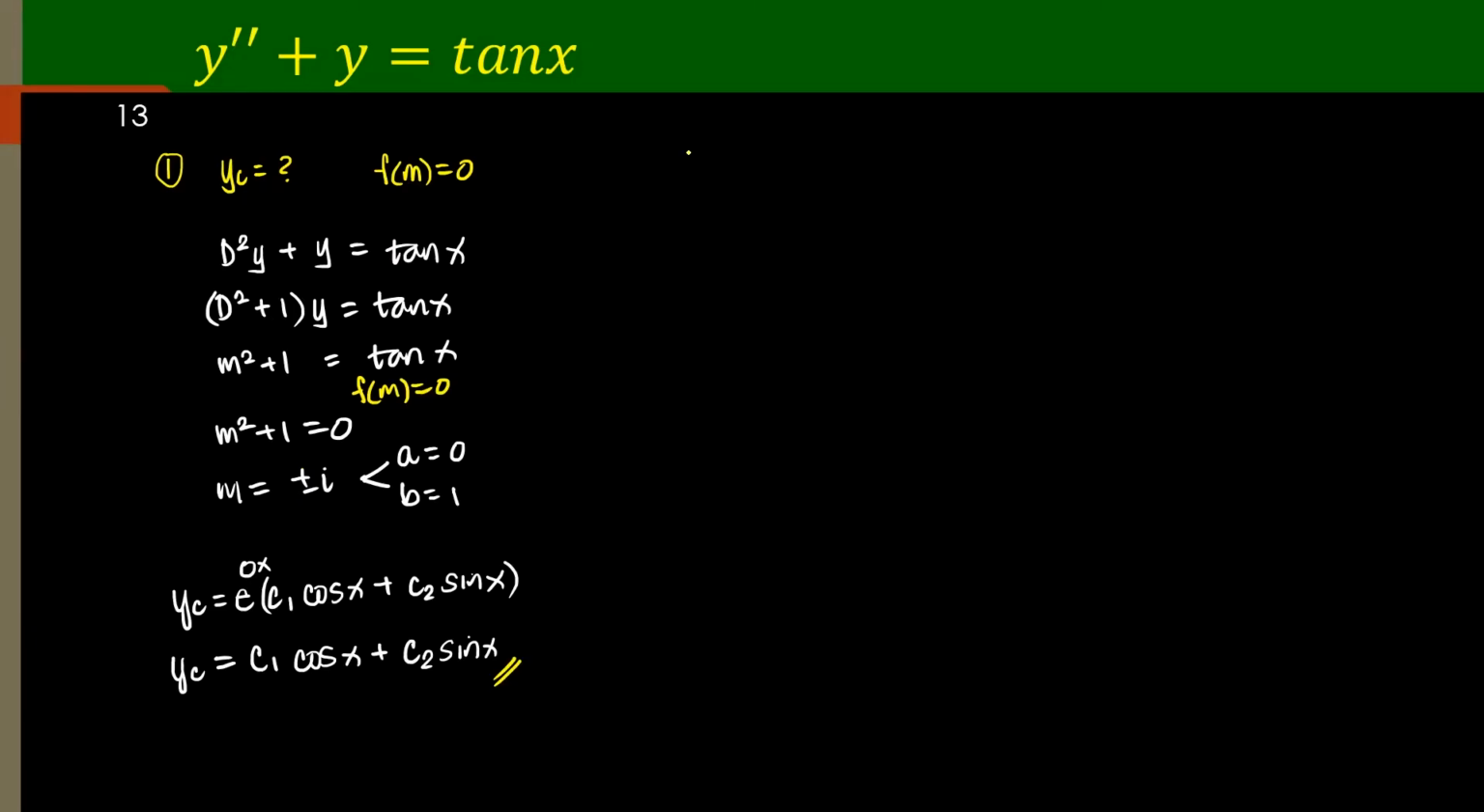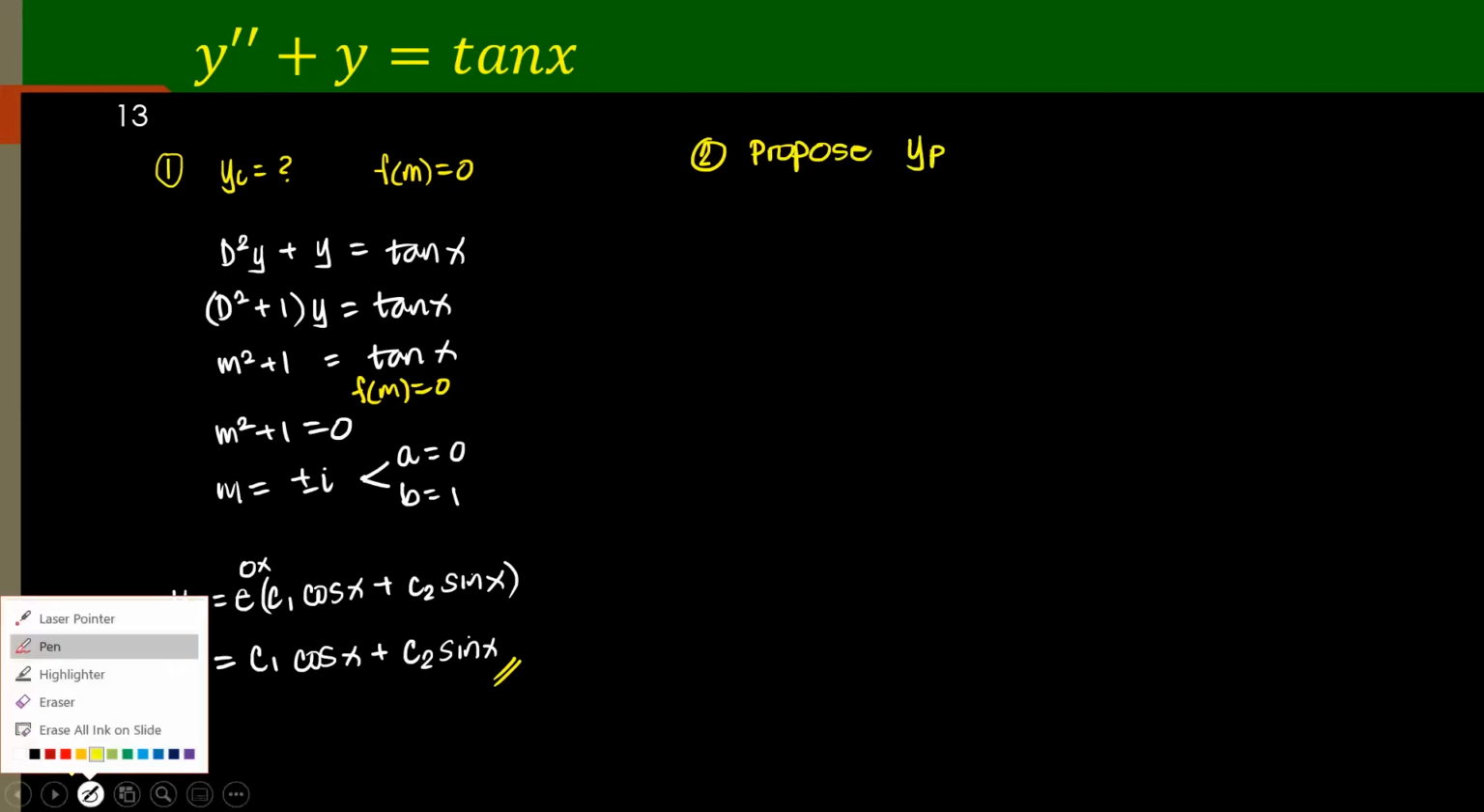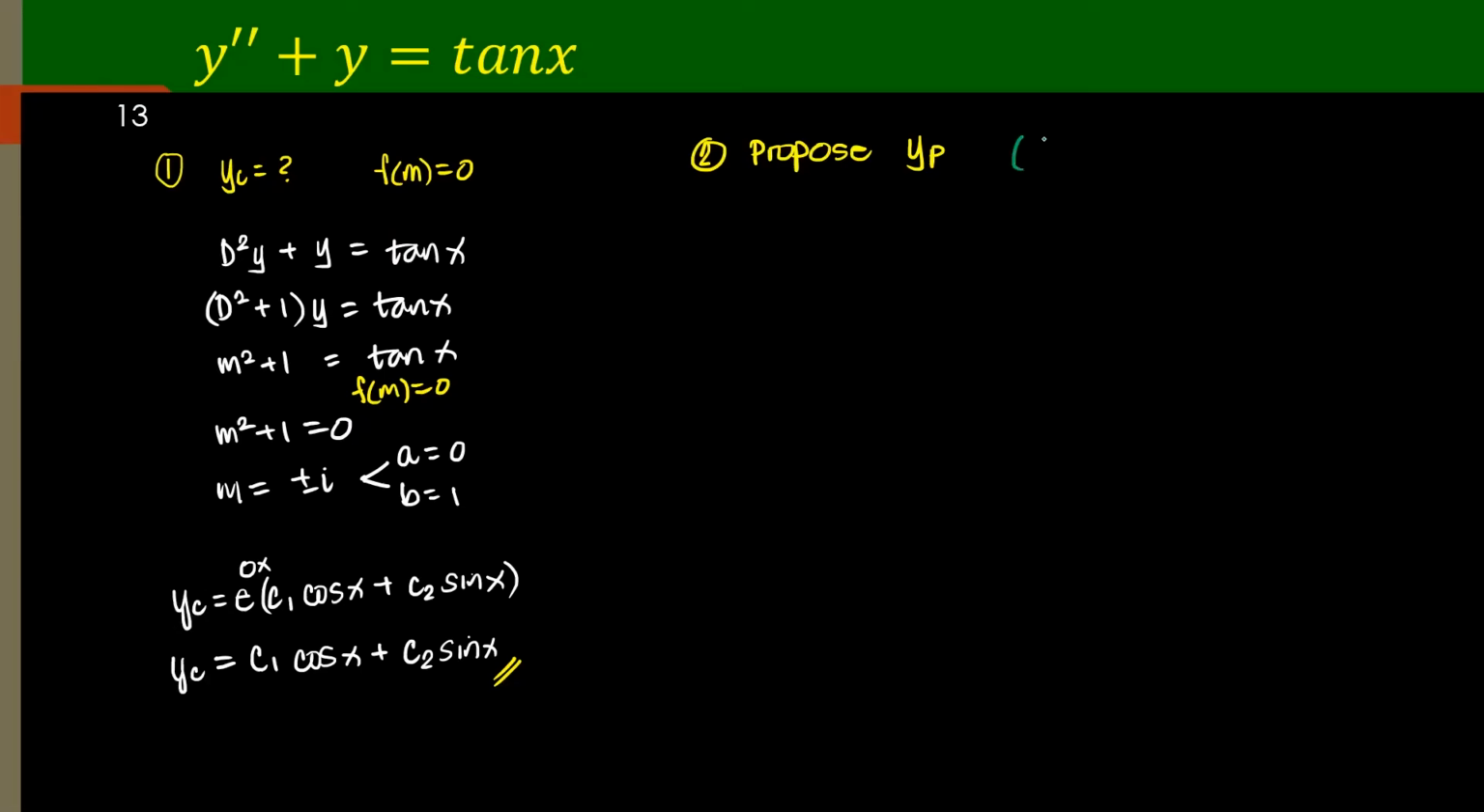This one's quite easy because this one is the homogeneous part. All right. Step number 2, what we do is we propose YP. However, you have to take note that your YP is similar in form to your Y sub C.